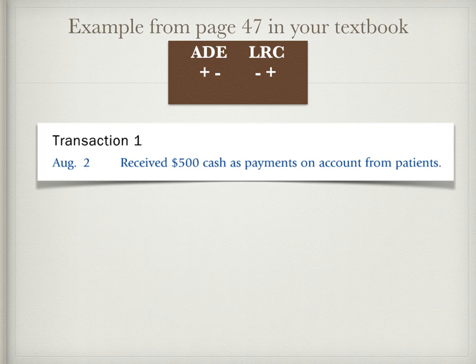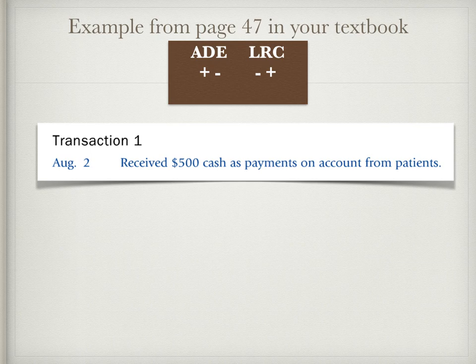So there's our aid lurk acronym at the top there, just to remind us. Our aid accounts, assets, drawings, and expenses, going to increase on the left, decrease on the right. And our lurk accounts, liabilities, revenue, and capital, are going to increase on the right and decrease on the left. So our first transaction that we have here is from August the 2nd. We received $500 cash as payments on account from patients. So we received $500 cash. What's the reason we received the cash?